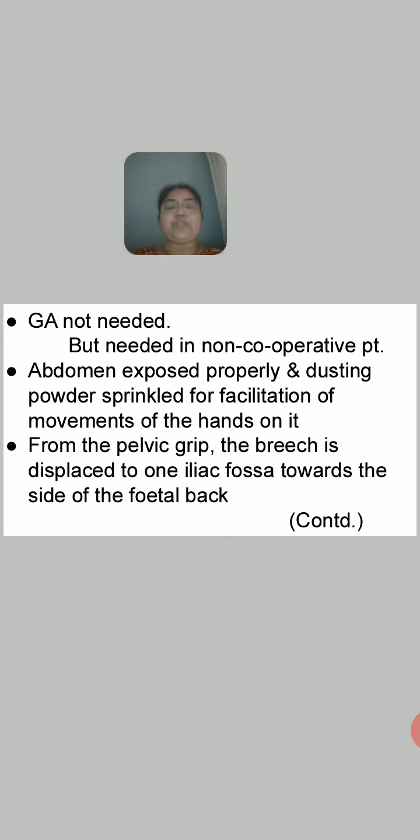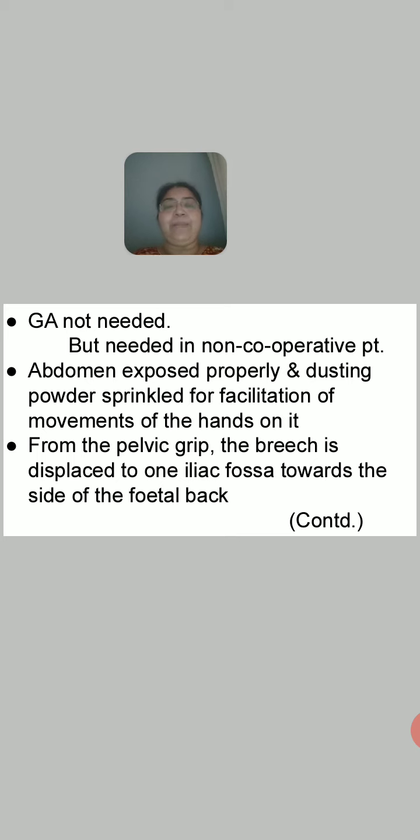The abdomen should be exposed properly. The clothes on the abdomen should be removed. Dusting powder should be sprinkled over the abdomen, on the abdominal wall. This is to make the process easy, to allow easy movement of the hands of the doctor.